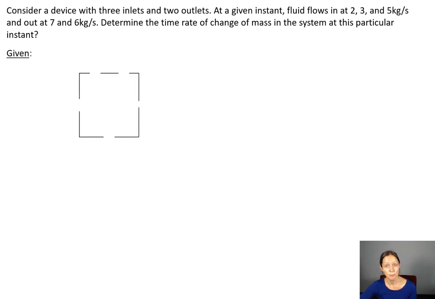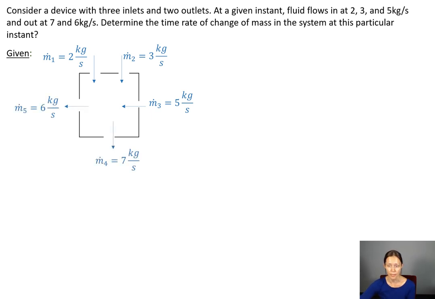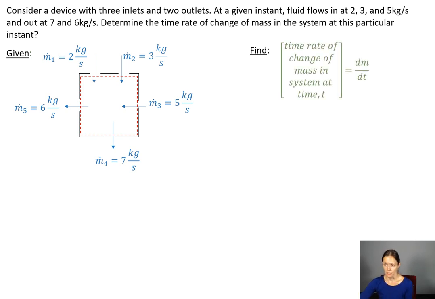Okay, so here's my device. I don't know what it looks like. It's a box, but there's one inlet. Things are coming in at 2 kilograms per second. There's another inlet, m dot 2, m dot 3, so there's my 2, 3, and 5 kilograms per second. Now I'm going to look at my outlets. So I've got stuff coming out at 7 kilograms per second and 6 kilograms per second. And there's my system boundary. Now I want to know the time rate of change of mass within the system at that particular instant. Well, that's just dm/dt. So that's what I'm looking for. I don't really have any assumptions right now. Maybe we'll come back to that, but maybe not.